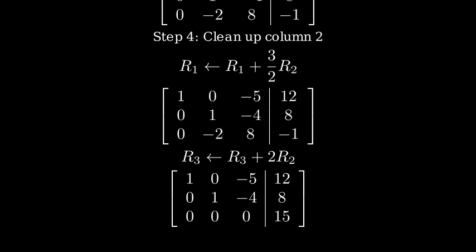Step 5. Now let's inspect our final matrix. Look carefully at the last row. It says 0x1 plus 0x2 plus 0x3 equals 15. This is equivalent to 0 equals 15, which is a contradiction. This row represents an impossible equation.